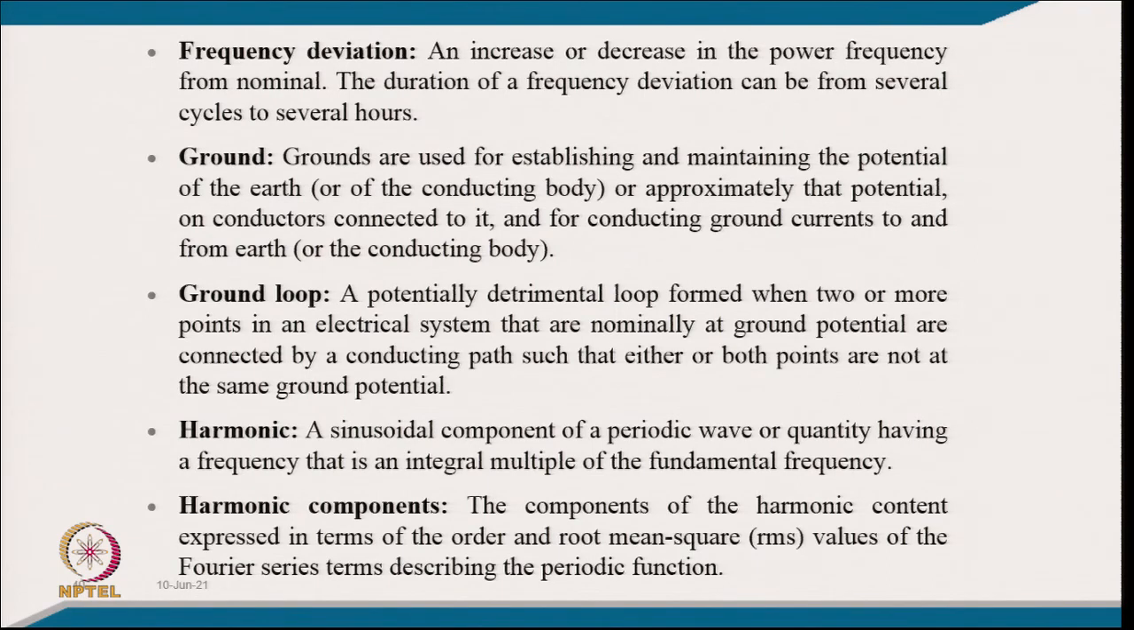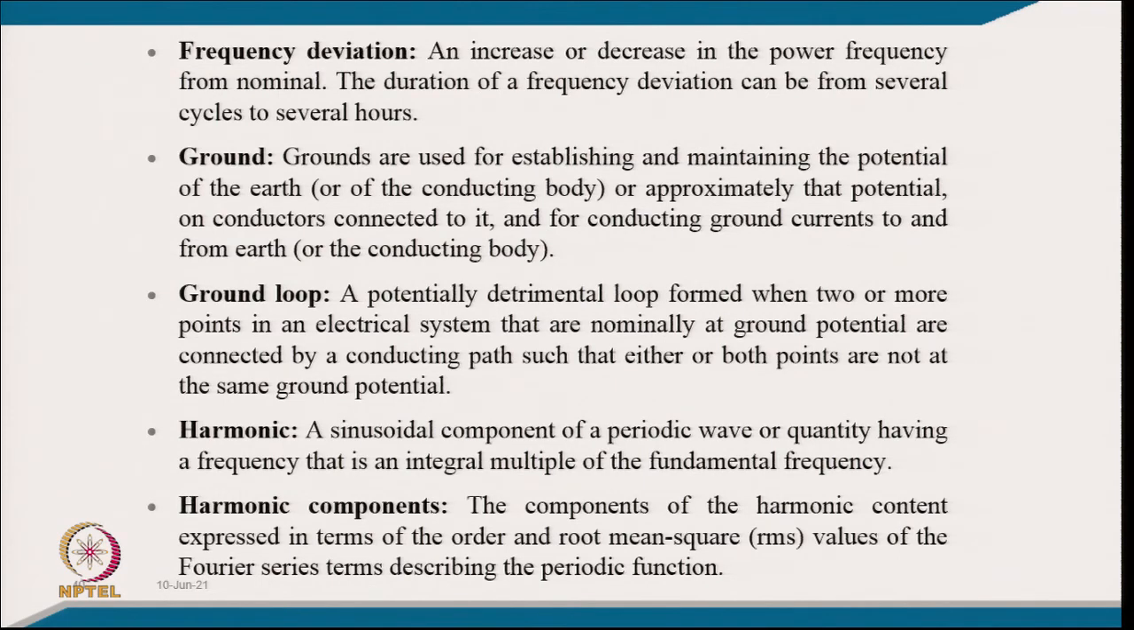Grounds are used for establishing and maintaining the potential of earth, or of a conducting body, or approximately that potential, and for conducting ground currents to and from earth or the conducting body. So certainly you might have to talk about why we have a concept of grounding also. And a ground loop is a potentially detrimental loop formed when two or more points in an electrical system that are nominally at ground potential are connected by a conducting path such that either or both points are not at the same ground potential.